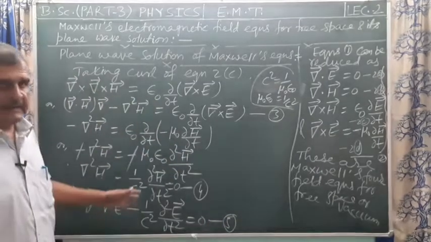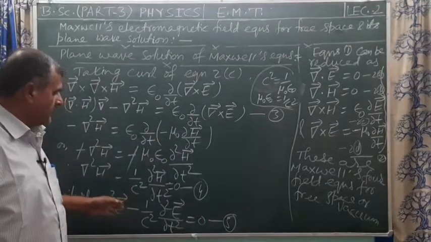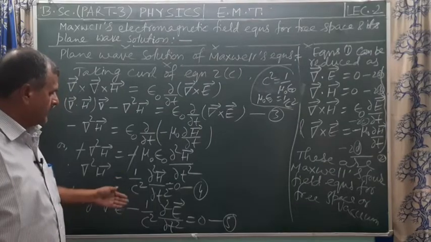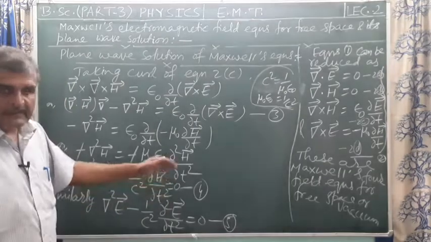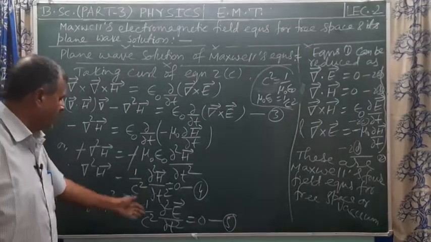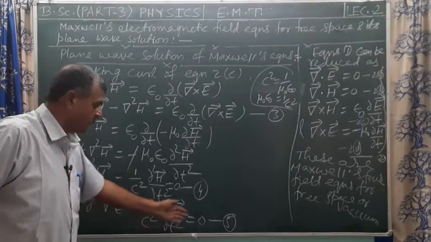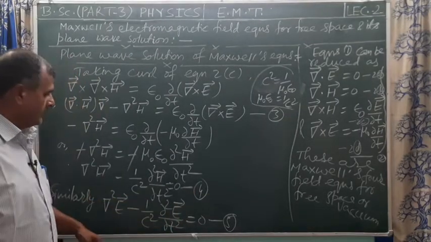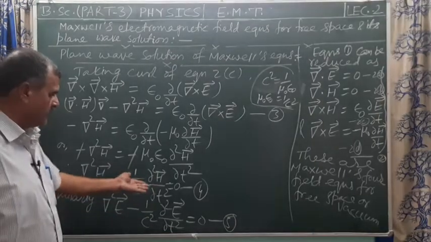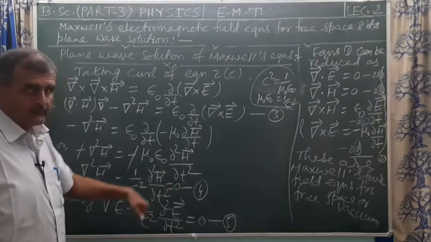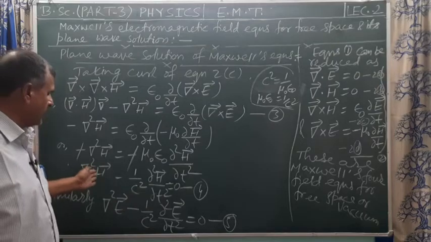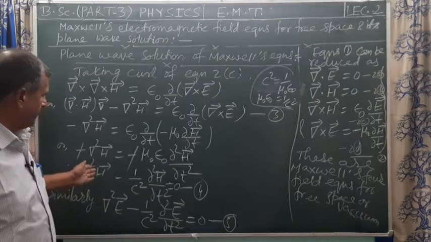This is the differential equation for electric field intensity, del square E minus 1 by c square del square E vector by del t square is equal to 0, in similar fashion as we have obtained equation 4, that is the differential equation for magnetic field intensity.